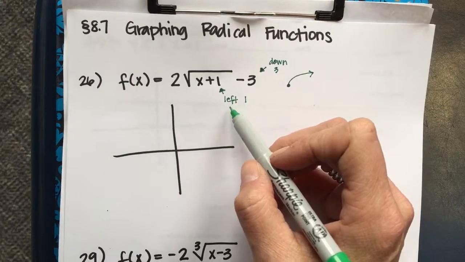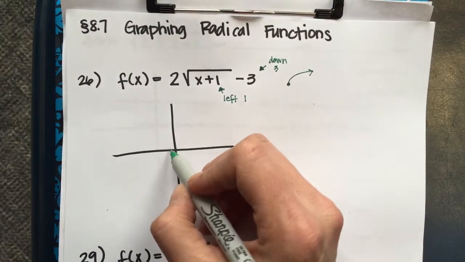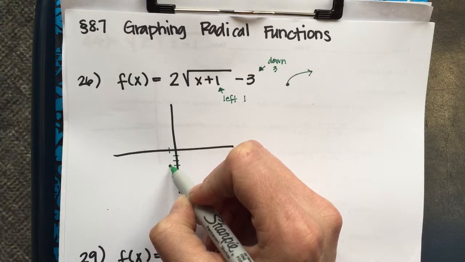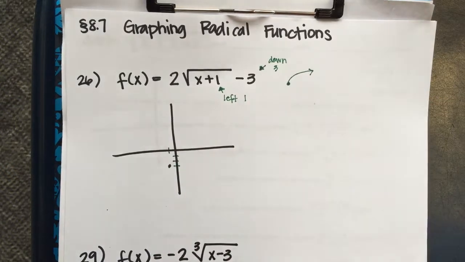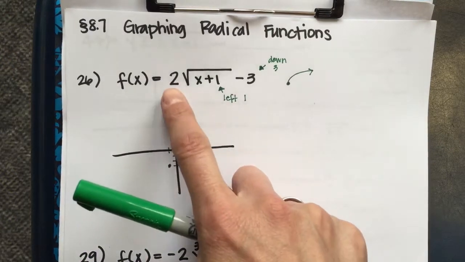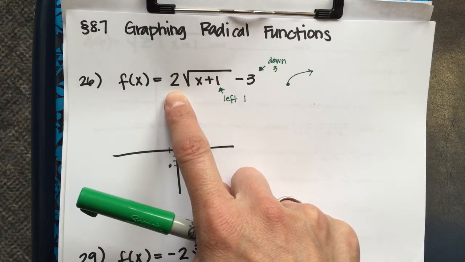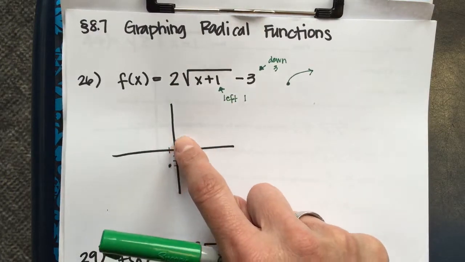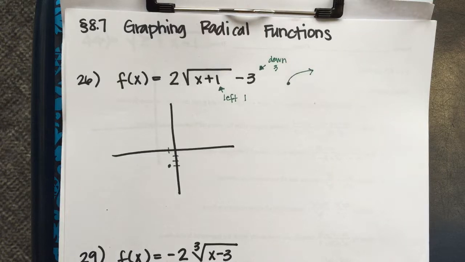So if I start at the origin and move left 1, down 3, that is my starting point. That is this point. My parabola is going to go up to the right, we already decided. The 2 in the front is a vertical stretch, so if I stretch it vertically, it's going to be taller like that. But to get a little bit better idea, I'm going to plot a point.